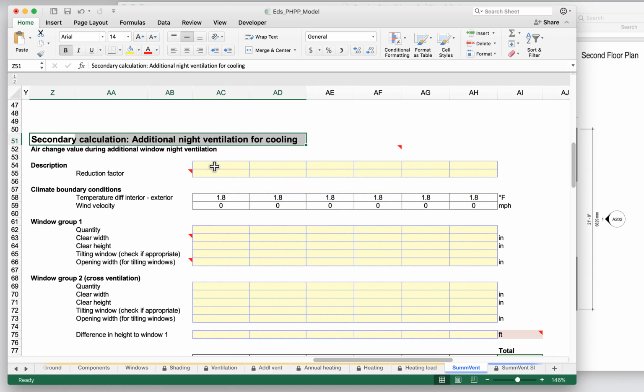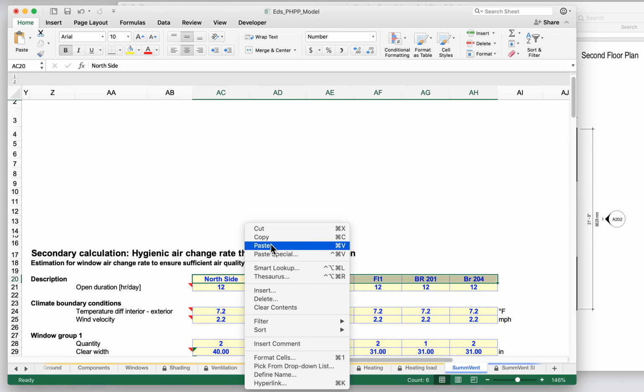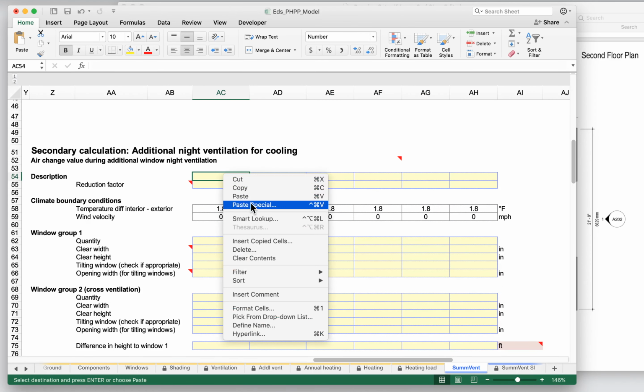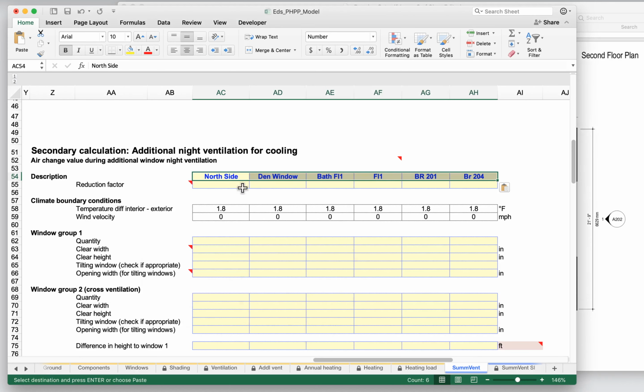Let's see. We want to model the same banks of windows. So I'm going to grab these, say copy, come down here and paste those in. I'm going to say paste special and paste values. I like to do that so that we preserve the formatting.